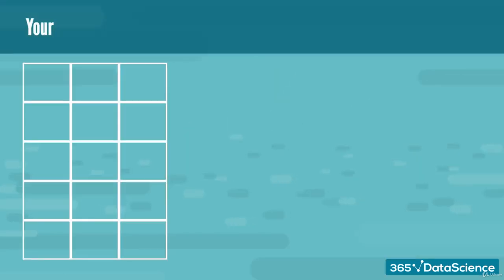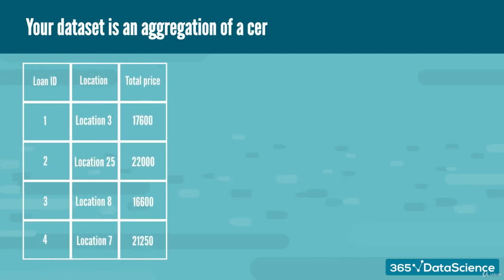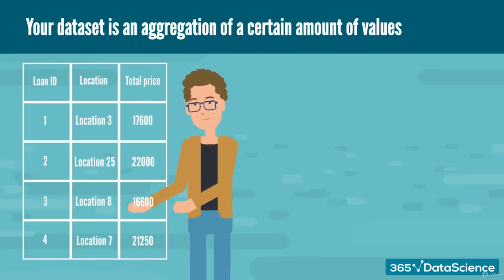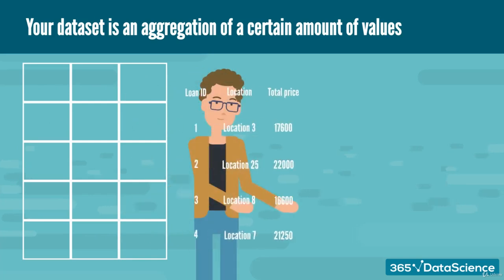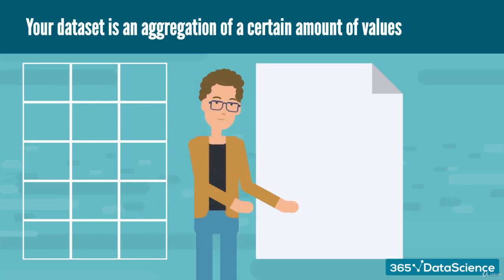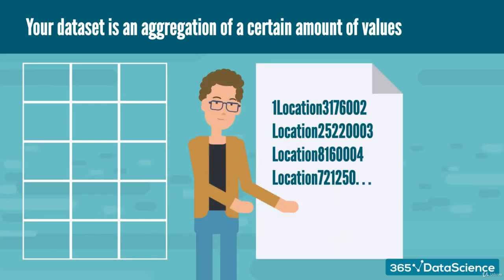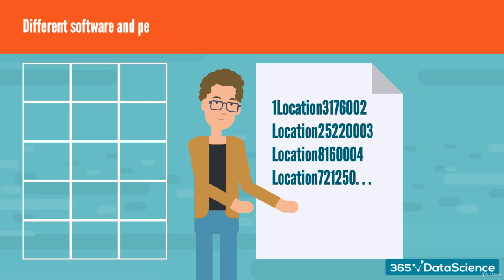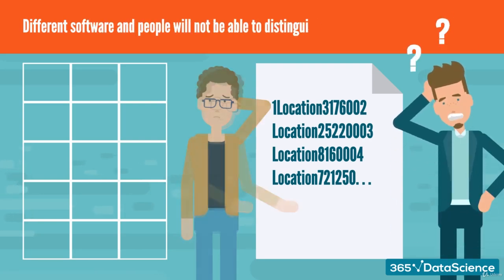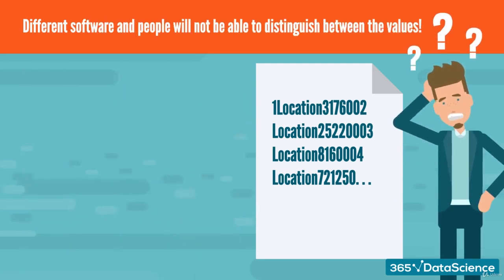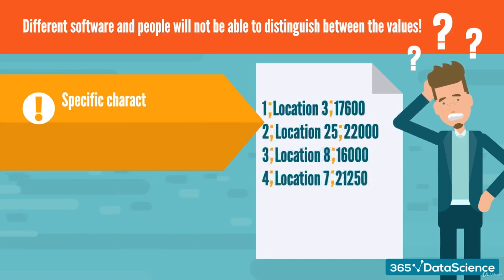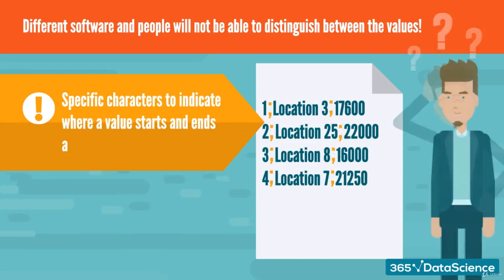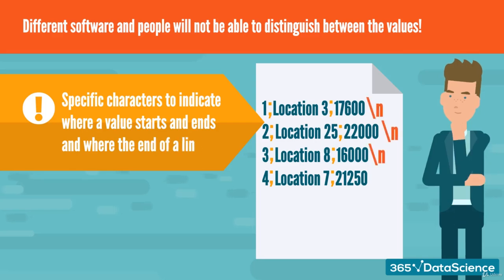First and foremost, your dataset is an aggregation of a certain amount of values, right? So, what would happen if someone just throws all the values from a dataset in a single text file, gluing numbers and text to one another? Different software, or even people, will not be able to distinguish between the values. Therefore, you need specific characters to be placed within the text to indicate where a value starts and ends, as well as where the end of a line actually is.